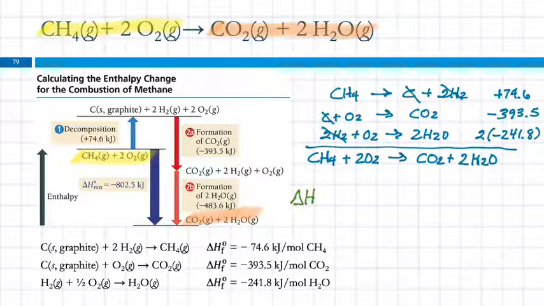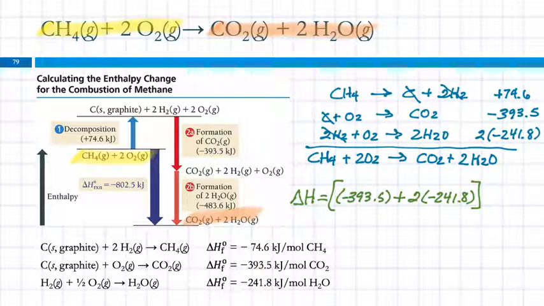So we can say that delta H is the heats of formation for the products. Those are the things I'm making, right? So the heat of formation for CO2 is minus 393.5, and I'm making 2 water molecules, so 2 times the heat of formation for water. Those are my products. And then I'm going to subtract the heats of formation for the reactants. So minus the heat of formation for methane, minus 74.6, plus 2 times the heat of formation for oxygen, which is 0.